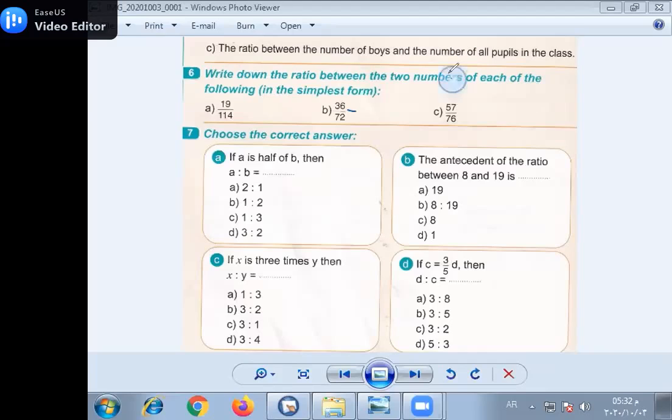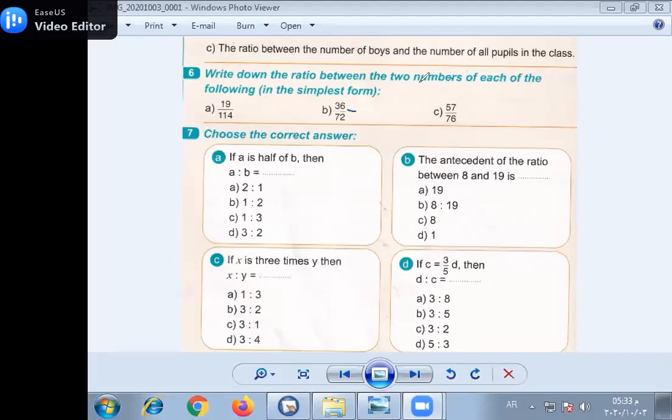Okay, go ahead, but raise your voice, please. Answer: 57 over 76, is it in the simplest form? 3 over 4. 3 over 4, but why? Why 3 over 4? Divided by what?